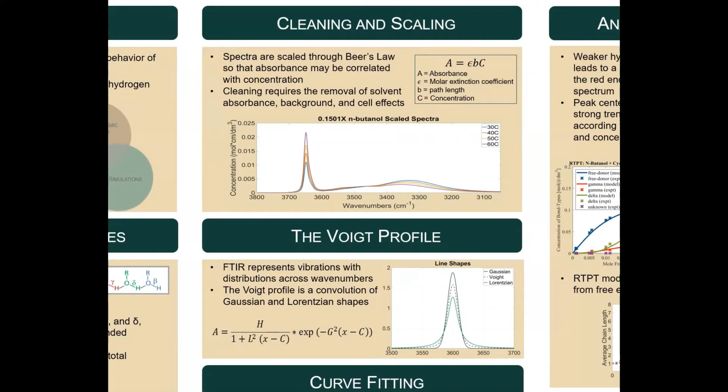Shown here is a scaled spectra of 15% n-butanol. Compared to the previous raw spectra, this is significantly smoother as the cell and solvent effects have been removed. Additionally, scaling has been accomplished that amplifies the leftmost peak in relation to the rest of the wave number range.